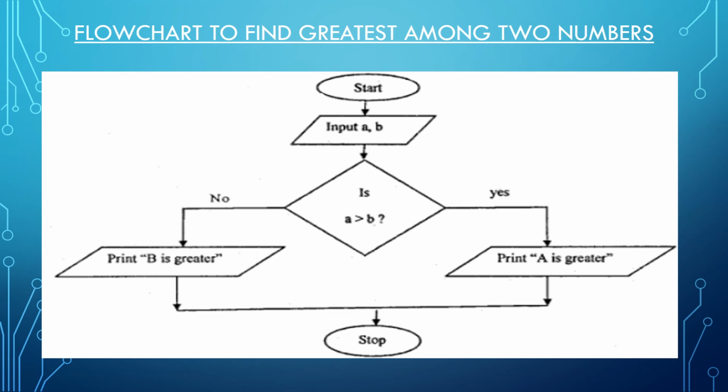If A is greater than B, the yes block or the true condition will be executed, which will print A is greater. If this condition is false, then the false block will be executed, that is, print B is greater. After this, we will conclude the flowchart with the help of the stop symbol.